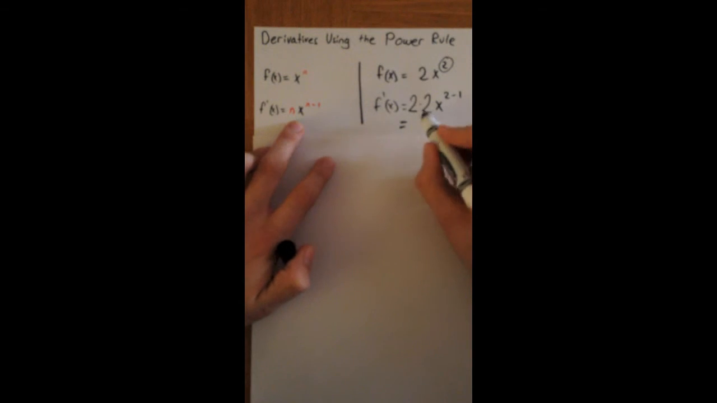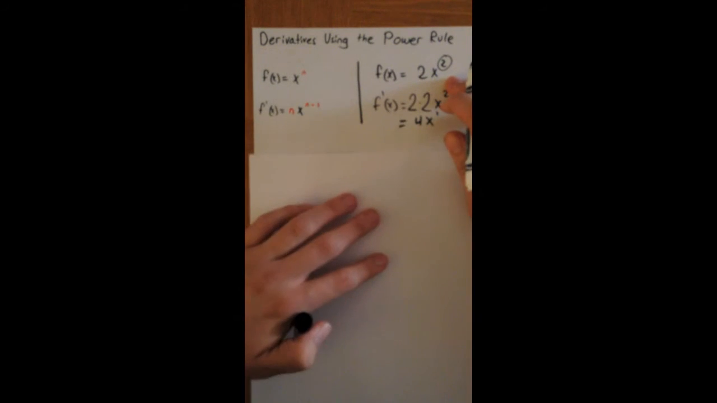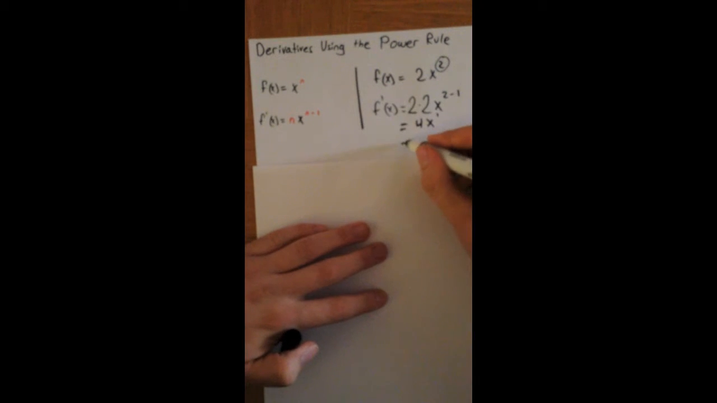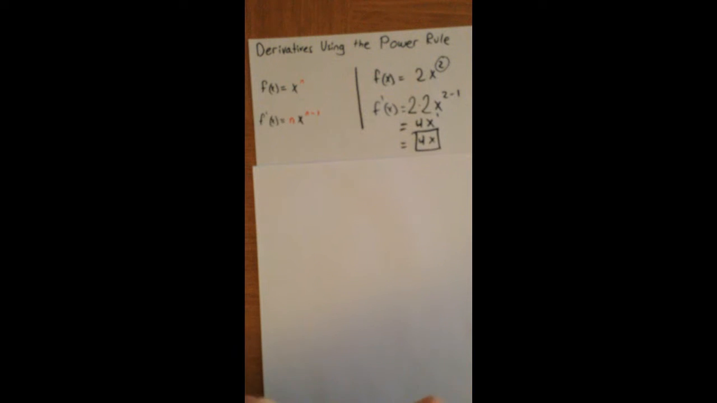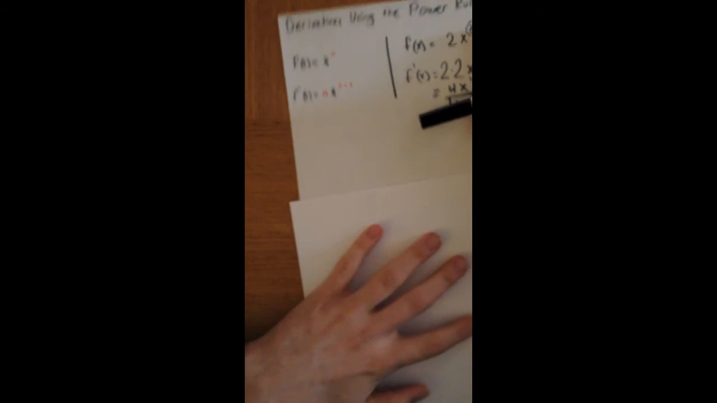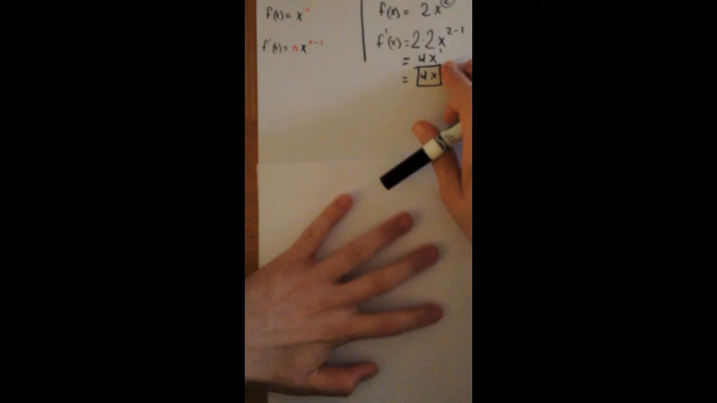So simplifying, 2 times 2 is 4. X to the 2 minus 1 power, which is just x to the 1. And of course, x to the 1 is just x. So our function's derivative will be equal to 4x. It's as simple as that. Let's look at another example to ensure understanding.